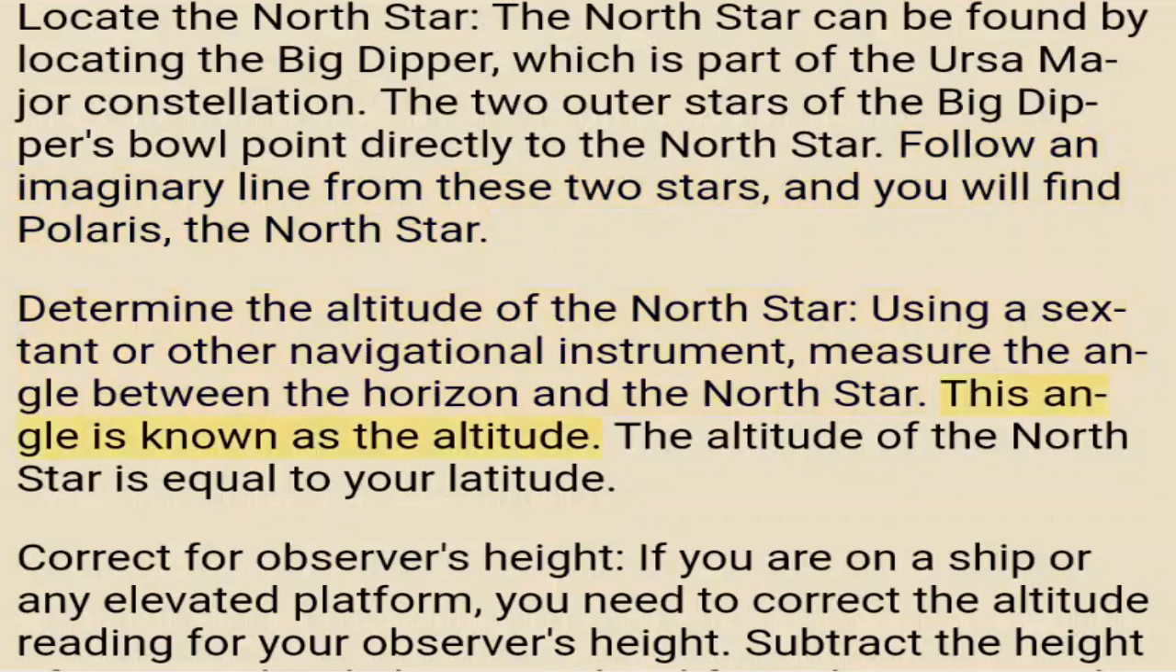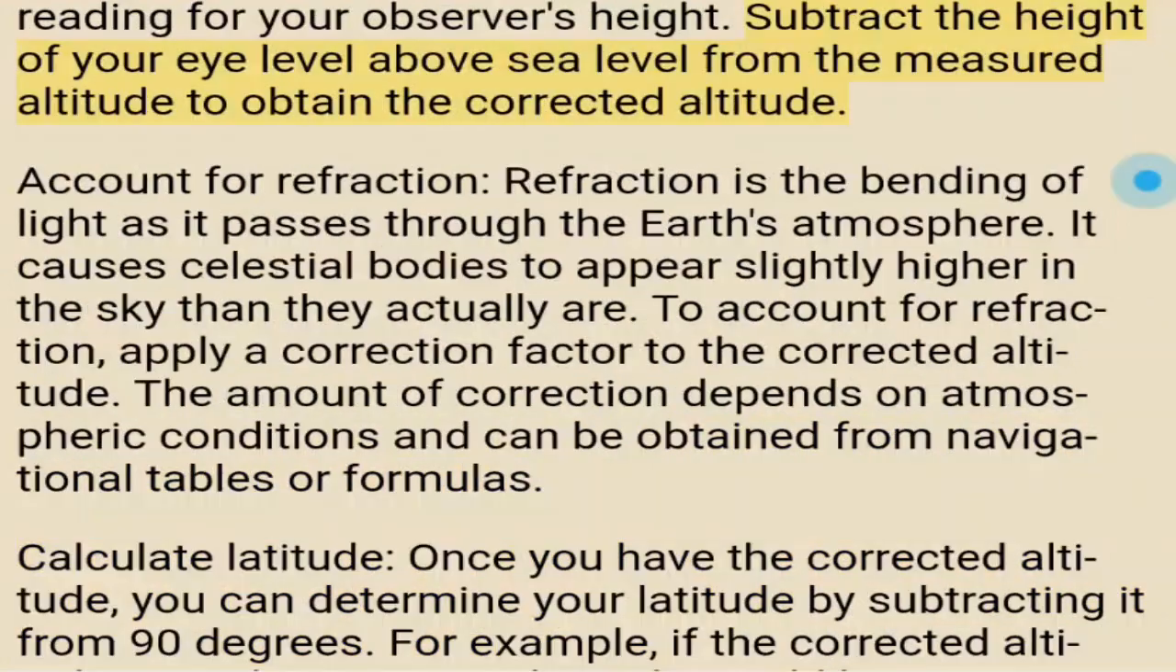This angle is known as the altitude. The altitude of the North Star is equal to your latitude. Correct for observer's height. If you are on a ship or any elevated platform, you need to correct the altitude reading for your observer's height. Subtract the height of your eye level above sea level from the measured altitude to obtain the corrected altitude.